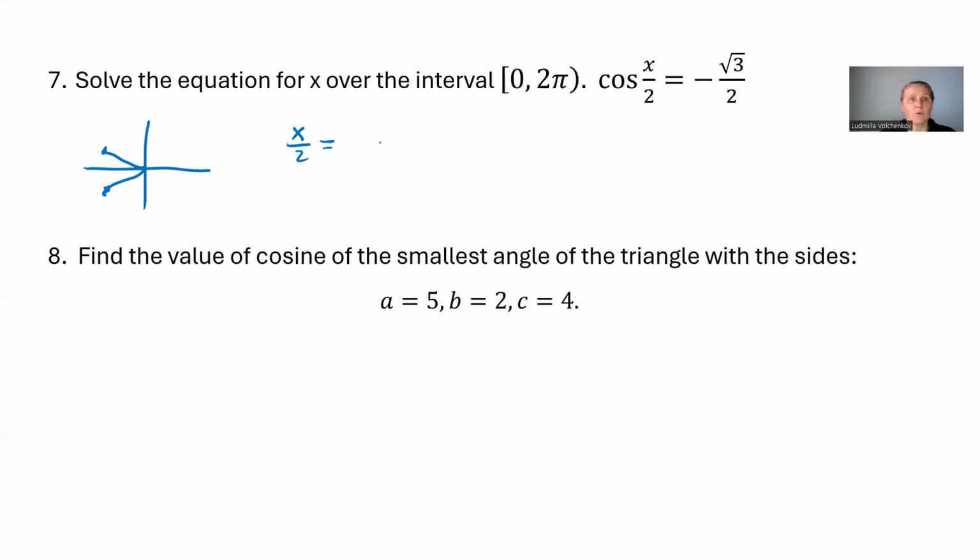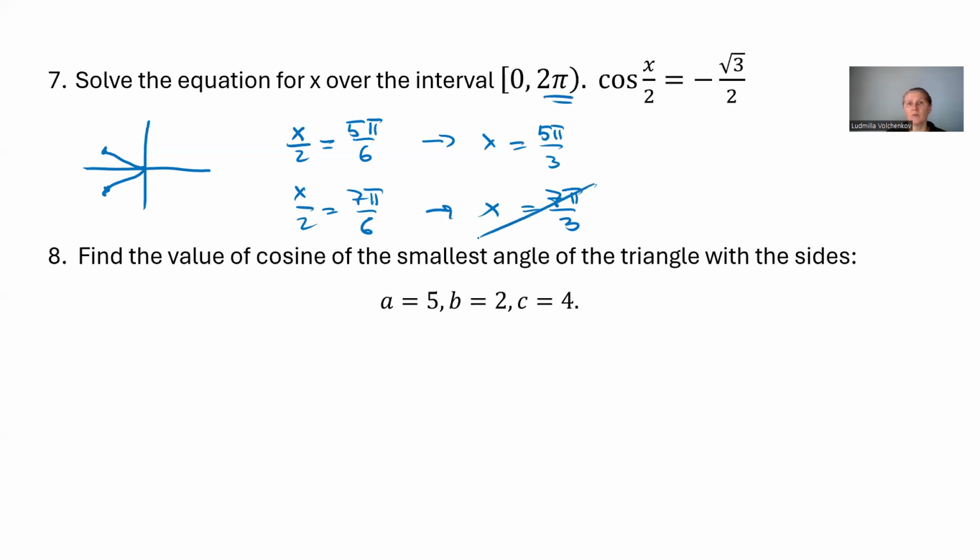So x over 2 can be equal to 5 pi over 6 or 7 pi over 6. So if you multiply by 2, you will get x equals 5 pi over 3 and x equals 7 pi over 3. But 7 pi over 3 is greater than 2 pi. So we don't take this solution because it's beyond the given interval.